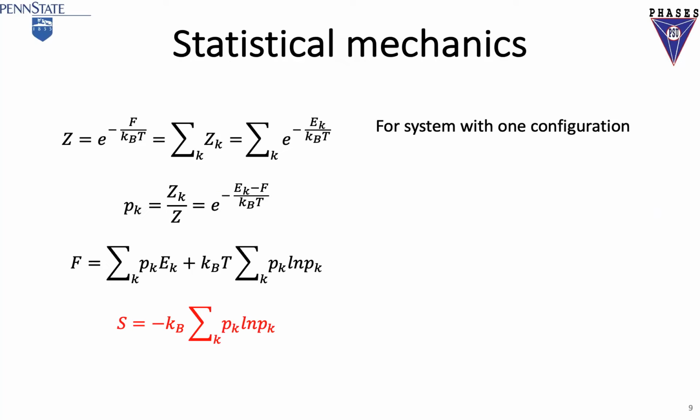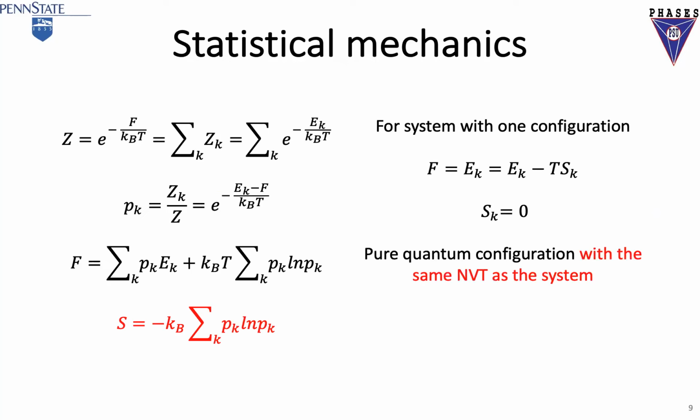Now imagine the system has only one configuration. What does that mean? That means F equals E. If F equals E, that means either T equals 0 or S equals 0, right? But we know if we go above zero temperature, T is not equal to 0, so S must be equal to 0. If S equals 0, we know that is called a pure quantum state, because that configuration has only one state. Okay, that means this theory applies to systems where all the configurations are only pure quantum configurations. Well, that's what the quantum theory is about.